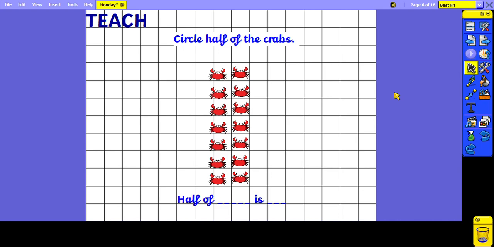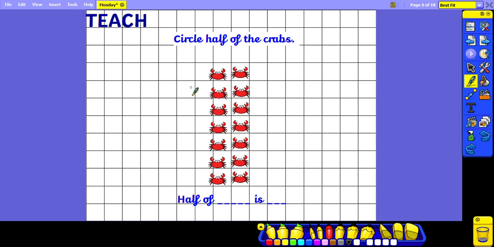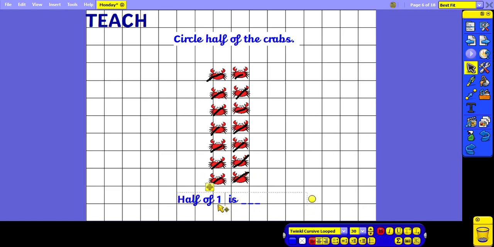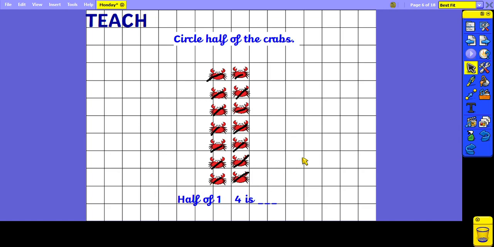This time I've got to circle half of the crabs, and I need to first of all count how many I'm starting with. 1, 2, 3, 4, 5, 6, 7, 8, 9, 10, 11, 12, 13, 14. So I'm looking to find half of 14.